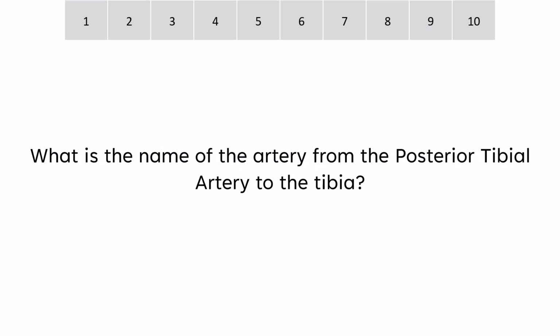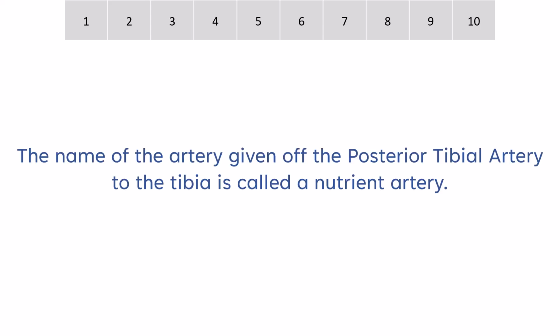What is the name of the artery from the posterior tibial artery to the tibia? The name of the artery given off the posterior tibial artery to the tibia is called a nutrient artery.